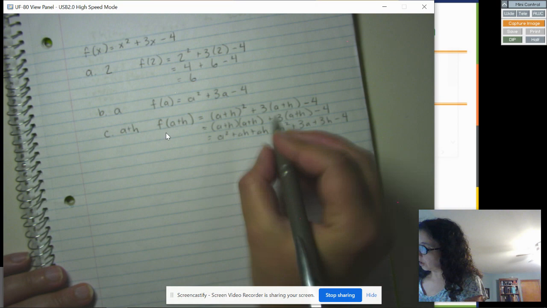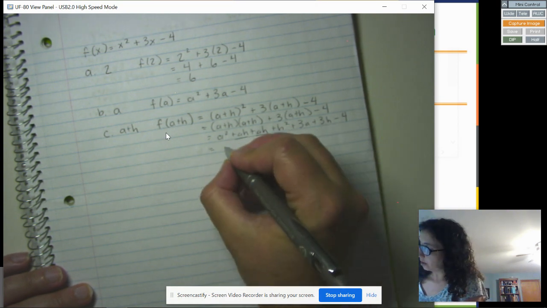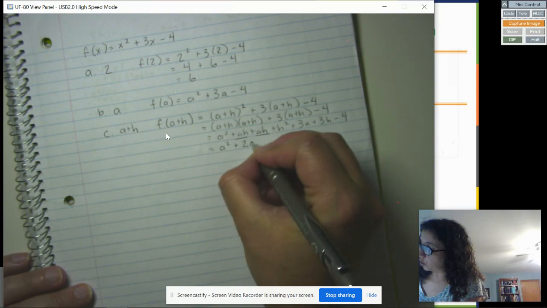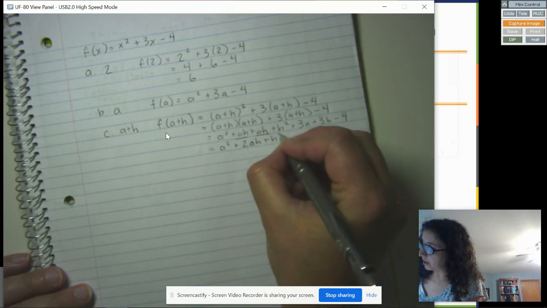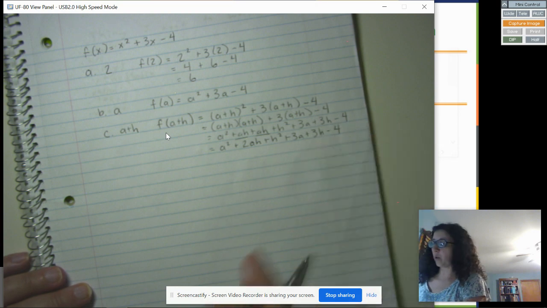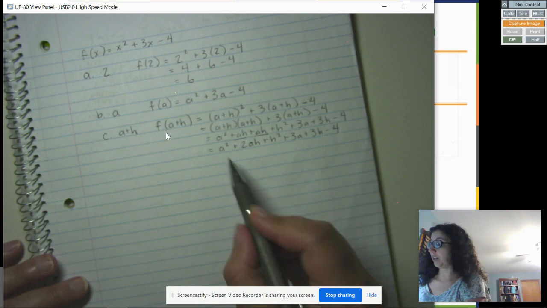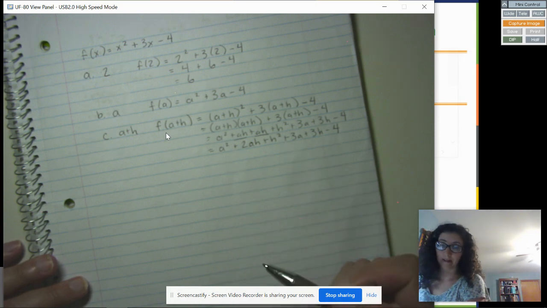And I guess I could combine these two like terms, ah plus ah. So I'll add those together and get 2ah plus h squared plus 3a plus 3h minus 4. And that still looks pretty messy, but we're going to leave it like that. Okay.